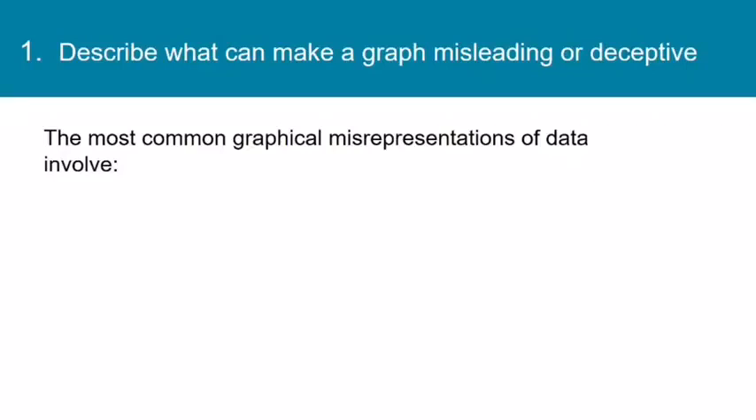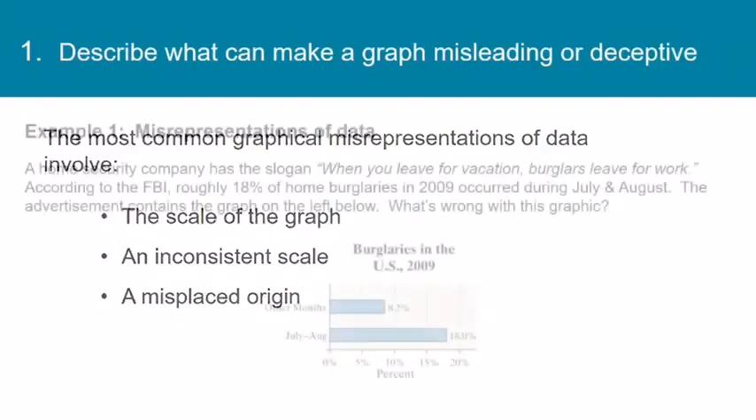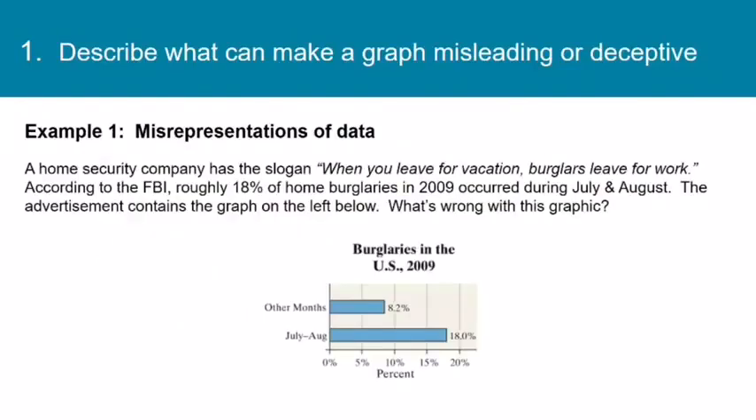Okay, so the most common graphical misrepresentations of data involve the scale of the graph, an inconsistent scale, or a misplaced origin. All of these things can trick the eye so that the author, whether intentionally or unintentionally, misleads the reader. Let's look at this graph.